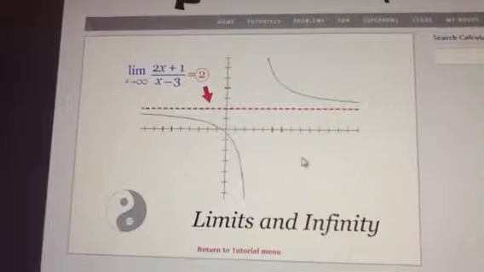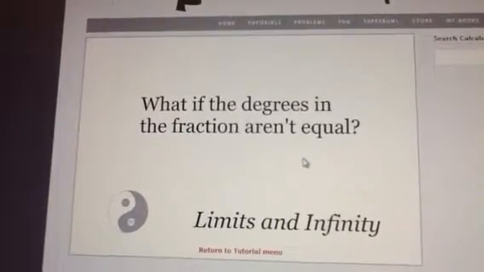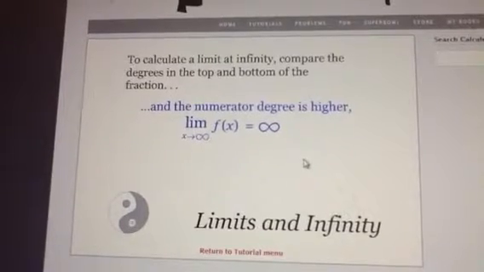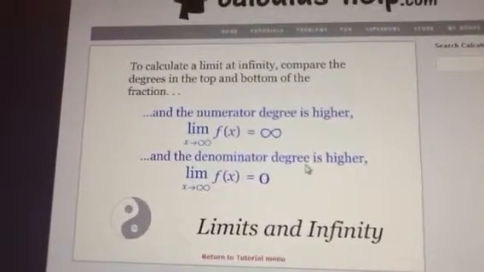Now, what happens if these degrees are unequal on the top and bottom of the fraction? Well, if the denominator's degree is higher, then the limit is 0. But if the numerator's degree is higher, the limit doesn't exist because it's infinity.